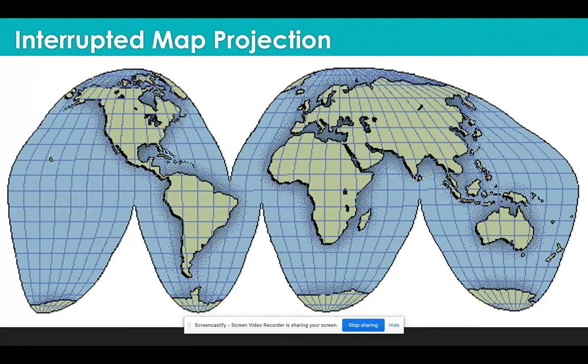An interrupted map projection looks like this. It's almost like you peeled an orange. Everything on this map is the correct size. The challenge with this map is measuring distance, because if we're measuring from Australia to Africa, we've got a gap in the map here. So we have to be willing to understand that this spot and this spot would be connected in real life on a globe.